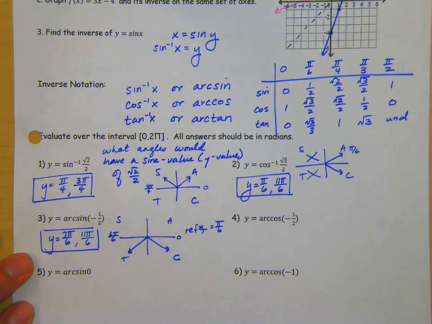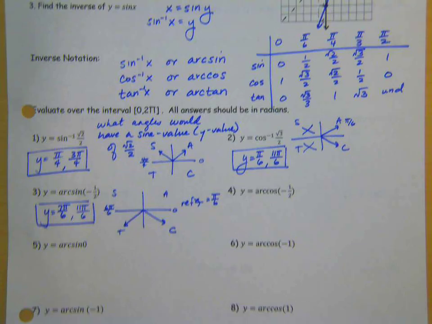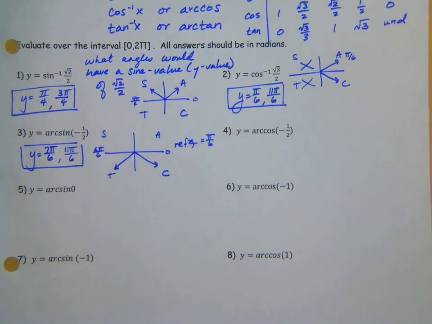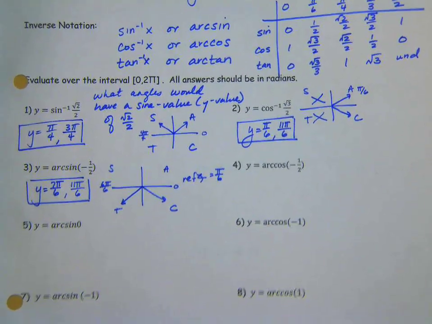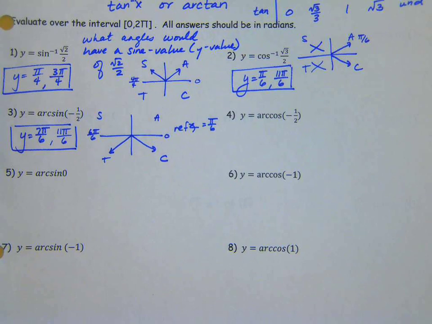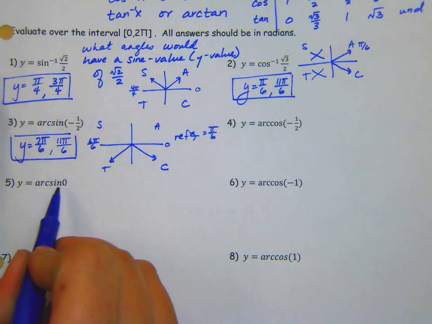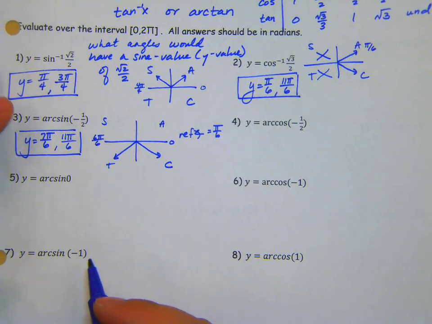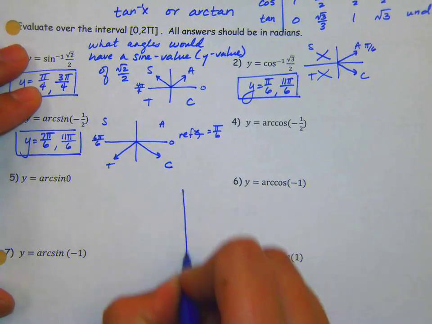All right, I'm going to jump down here to number 5. Okay, whenever you have arc sine or arc cosine of 0, 1, or negative 1, those are going to be our special cases. Okay, so what we're going to really focus on whenever the argument, so the number, is 1, negative 1, or 0, is those quadrantal angles. So I'm going to draw those right here in the middle.